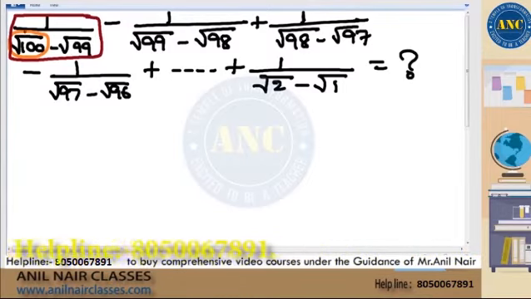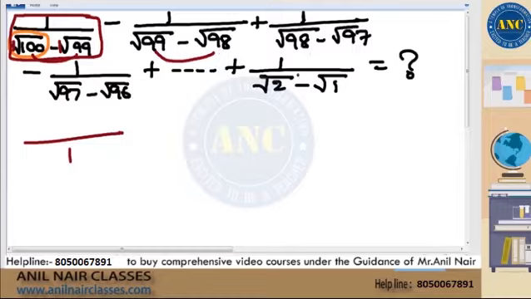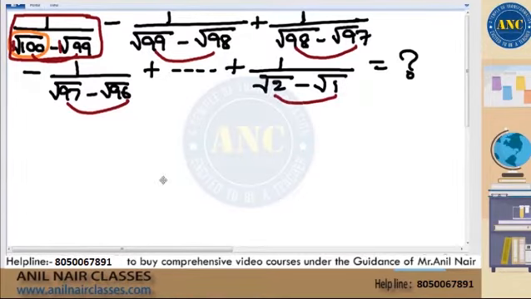I just now told you that the coefficient of root 100 is 1 into root 100, and it is 1 into root 99. That means directly I can write the denominator as 100 minus 99 is 1, 99 minus 98 is 1, 98 minus 97 is 1, 97 minus 96 is 1, 2 minus 1 is also 1. That means everywhere my denominator will definitely be 1. So I need not actually worry about my denominator.